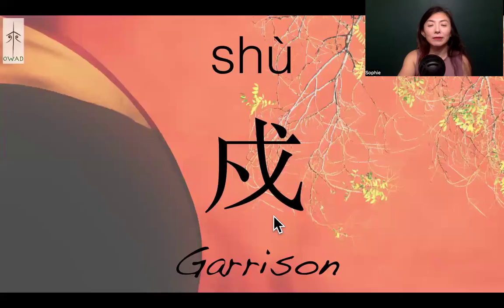Okay, this is shù. It means garrison, roughly. So it's, I guess, the frontier, the borderline, a military post, where a group of young soldiers defend the border of a regime. So that's shù. But why this diagonal line?